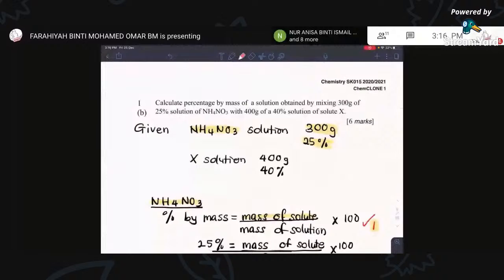And then next, calculate percentage by mass of solution obtained by mixing 300 gram of 25% sodium nitrate with 400 gram of 40% solution of solute X. Okay, soalan ni lain sikit kan? Okay, so dia bagi yang 300 gram ni, ini adalah 300 gram solution. And this one is 25% ni adalah weight per weight. 400 gram ni pun adalah solution. And di sini adalah weight per weight.